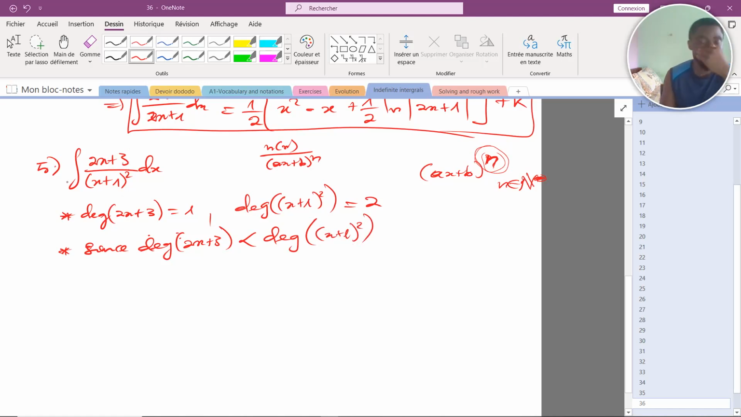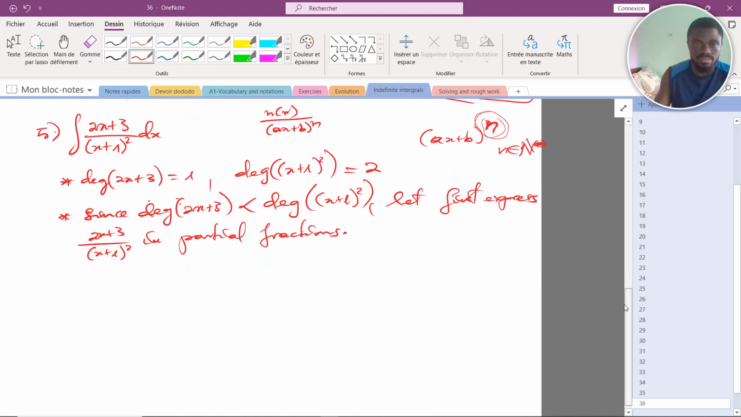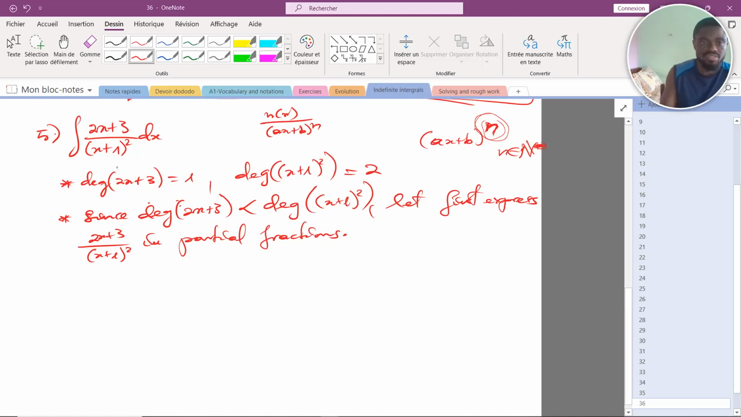So since the degree of this is less than this, let's first express (2x + 3) on (x + 1) squared in partial fractions. Okay, so let's do that.